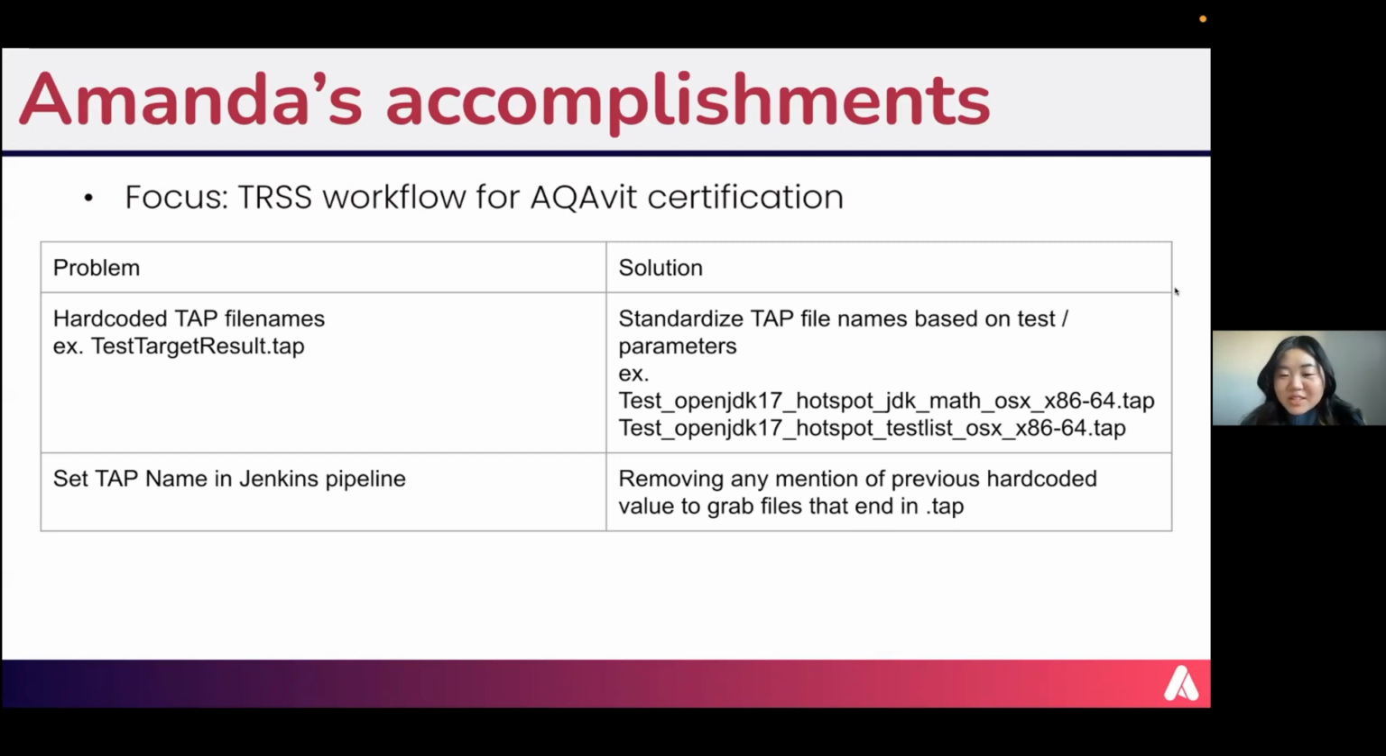A small detail you should pay attention to is the JDK math, which is a singular test target in that example, but then a user is also able to set a list of tests they want to test against. But instead of printing out every single test, we'll just call it test list. And then part two of this problem was setting the TAP name in the Jenkins pipeline. Before, there was a hard-coded value; I had to remove any mention of that. And so now we're just grabbing files that end in .tap.